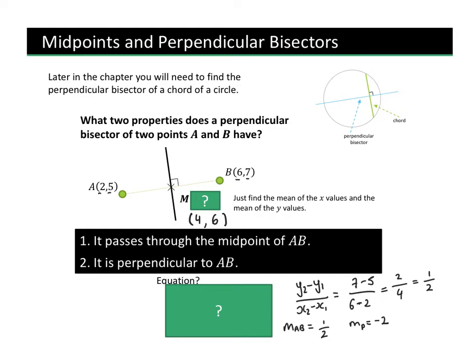So now, using our equation of a straight line, y equals mx plus c, we have 6 equals minus 2 lots of 4 plus c. 6 equals minus 8 plus c. C is going to equal 14. So therefore, the equation of the perpendicular bisector is y equals minus 2x plus 14. And again, we looked at this in Pure 1, so we should be very confident with that.